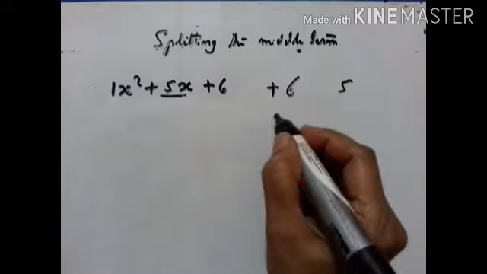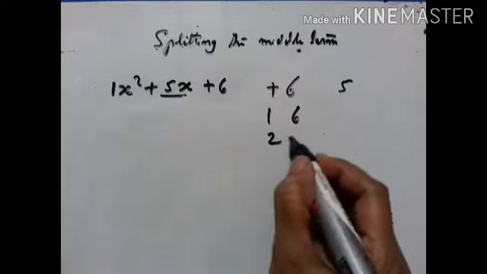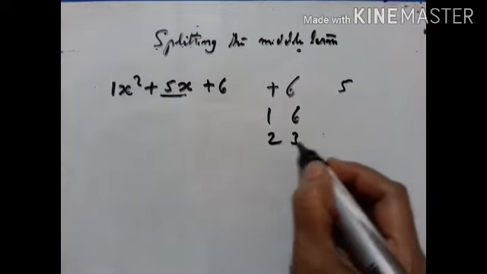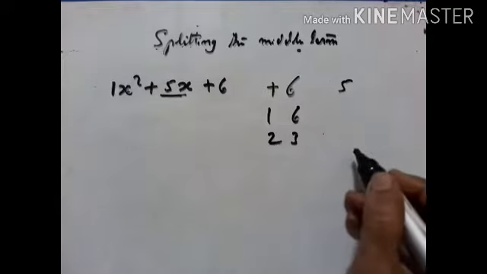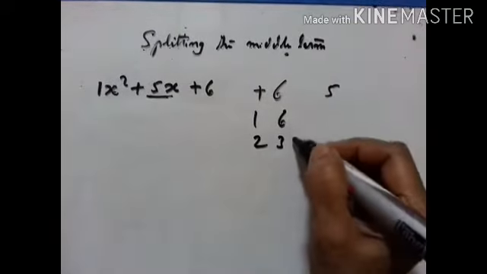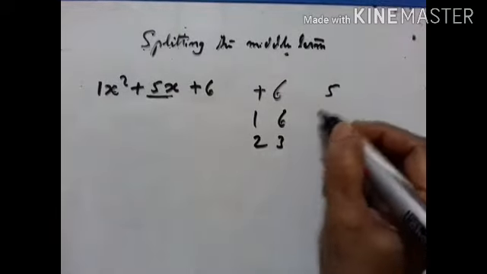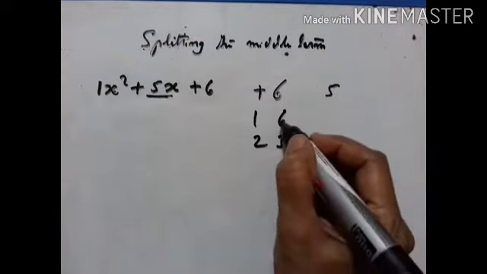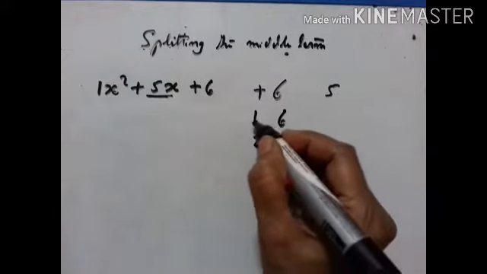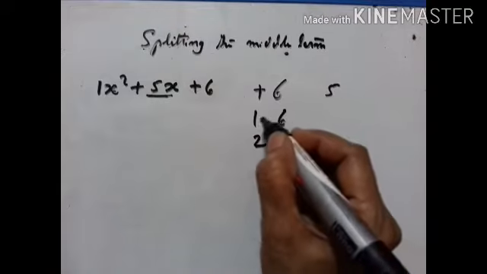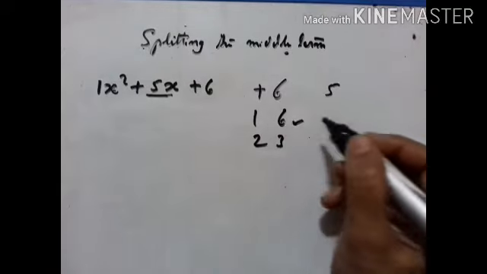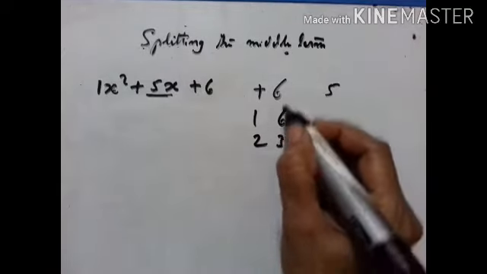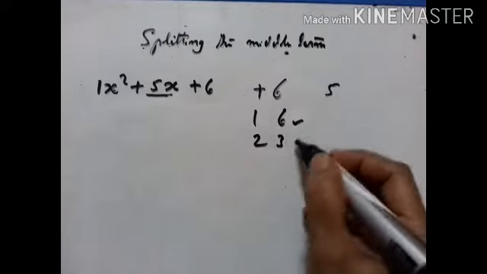Let us take the factors now. 1 into 6, 2 into 3, 3 into, it's already written. So let us stop here. So you have to take either of these two, which gives us 5. If you take this, then this will be 6 minus 1. When you multiply 6 and minus 1, you will get minus 6. So this cannot be taken. 2 into 3 is equal to 6, 2 plus 3 is equal to 5. We have to take this.